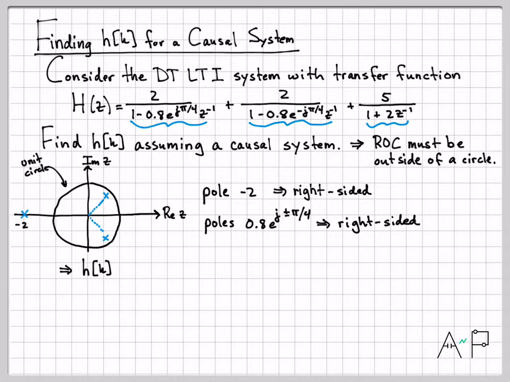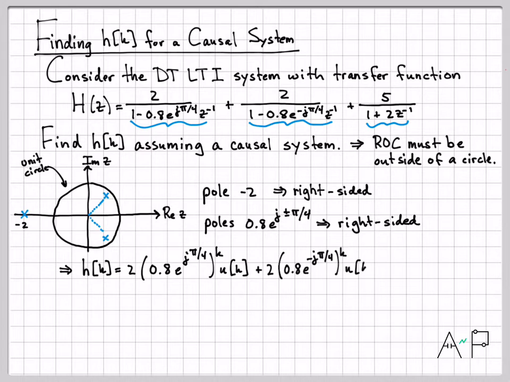So now let's go ahead and write down what the impulse response is. h[k] is going to be 2, that 2 right there, times this number raised to the k, u[k], plus 2 times this number, that pole location, raised to the k, u[k]. And then finally 5 times this pole location, which is -2, to the k, u[k]. So all these are now u[k]'s because they're all right-sided signals.